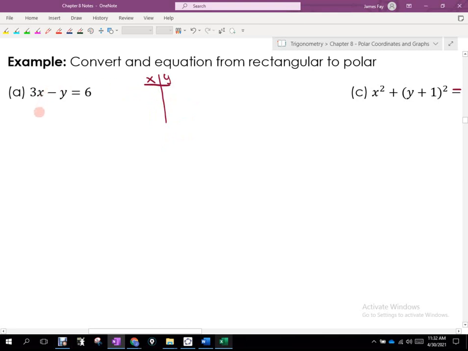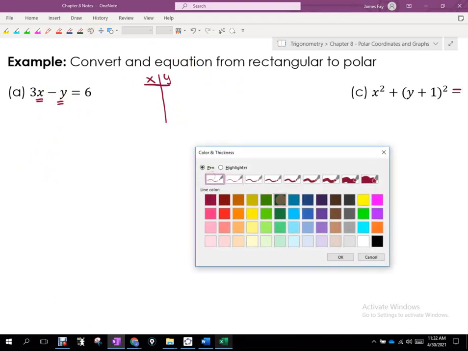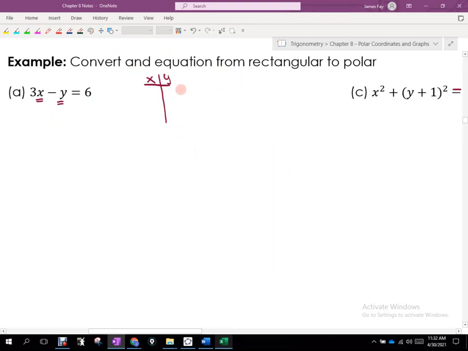Now, we want to put this in polar coordinates, okay? So in order to do that, we need a replacement for x in polar form. We need a replacement for y in polar form. Do we remember what those are? Okay, so x is equal to r cosine theta, right? And y was equal to r sine of theta, okay?